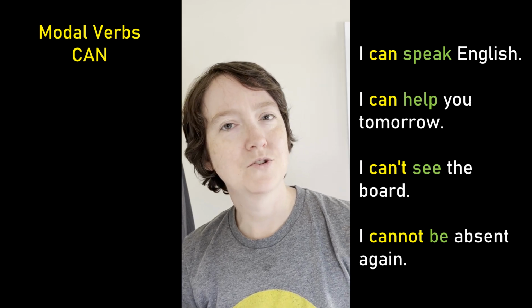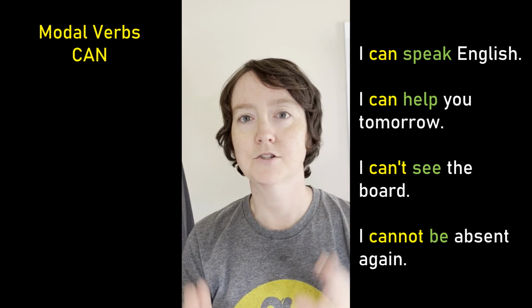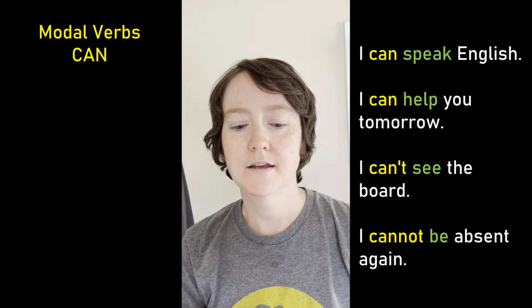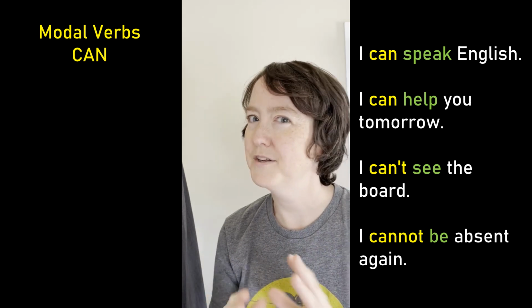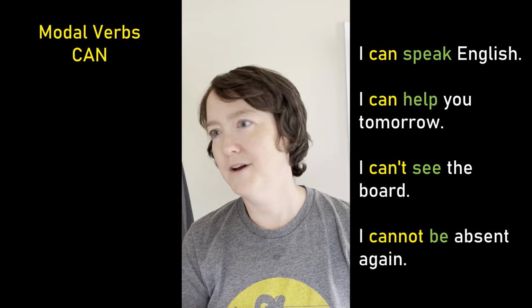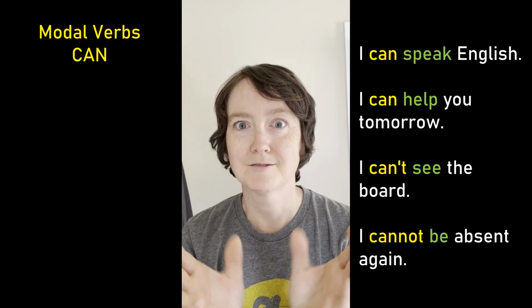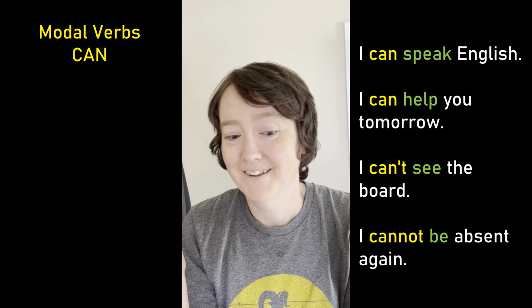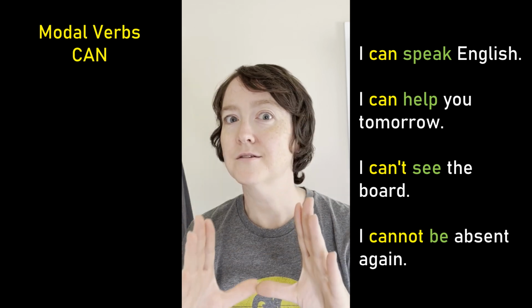Notice that there are 2 ways to make can negative. The contraction can't and the single word cannot. This is one of the funny things about English. Do not write can not as 2 separate words. I don't know why, but you must always write it together. Cannot or can't.